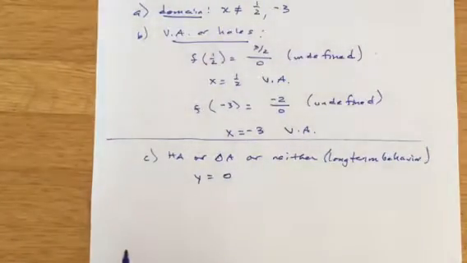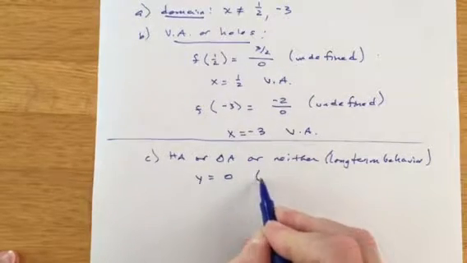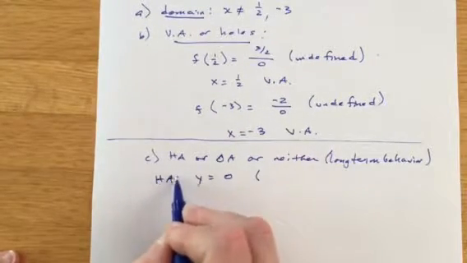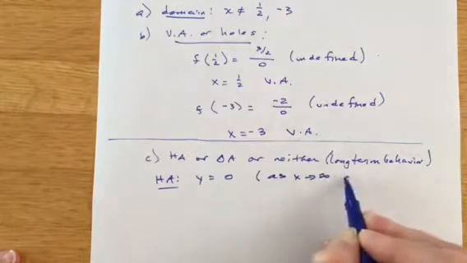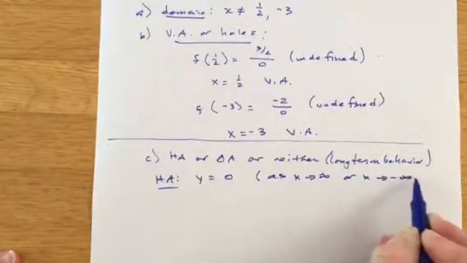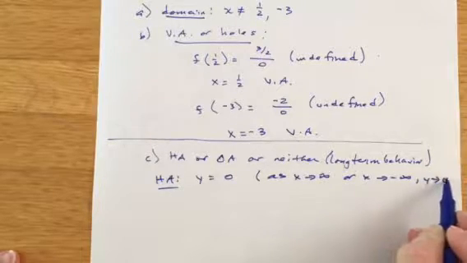So the outputs will continue to get closer and closer to 0. Okay, so that's our horizontal asymptote. And again, keep in mind for the graph, as x approaches infinity or as x approaches negative infinity, y is going to approach 0.